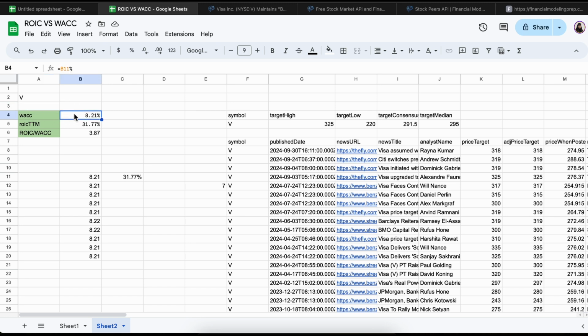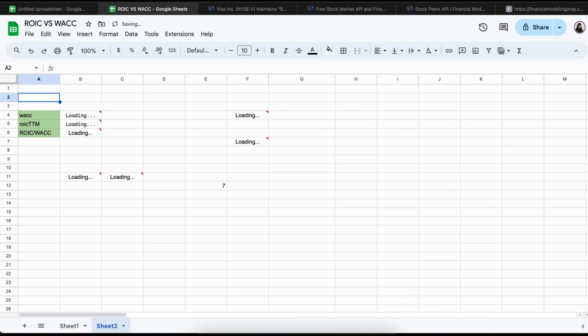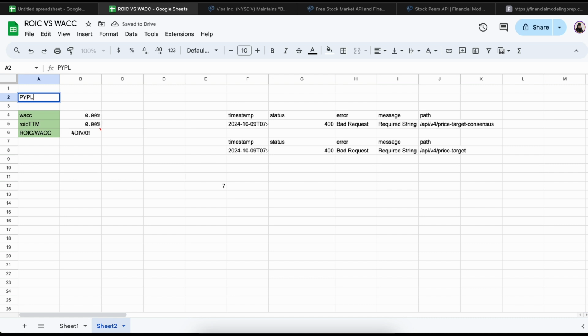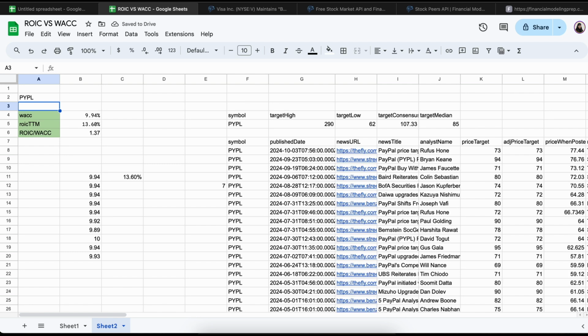Again, the cost for attracted funds, equity, and bonds is 8.21%, but the return Visa is making on its attracted funds is 31%. And the ROIC to WACC ratio is 3.87. This number should be higher than that of the closest peers. For example, if we take the closest competitor PayPal, as we indicated earlier, PYPL, let's see the PayPal shares. As you can see, PayPal has the smaller ratio. That means that Visa looks more attractive. Let's return to our Visa.